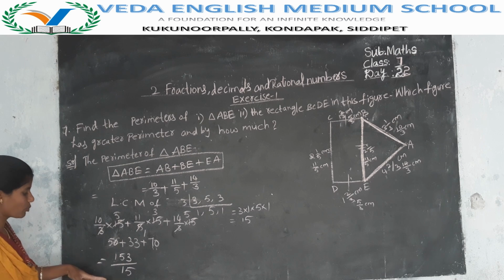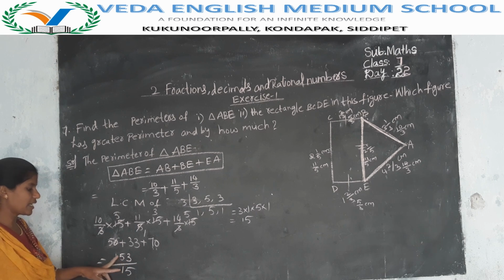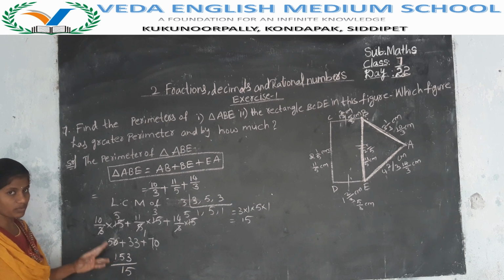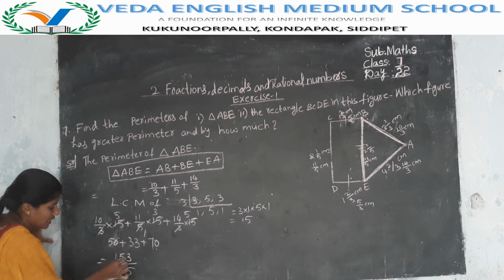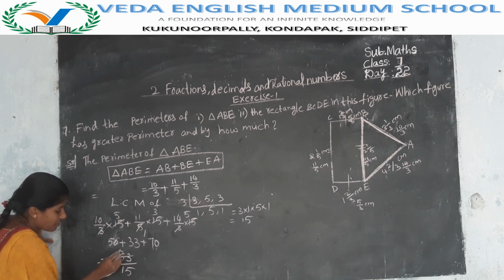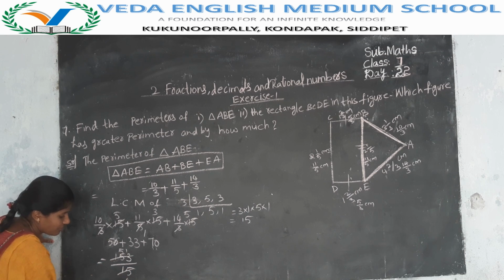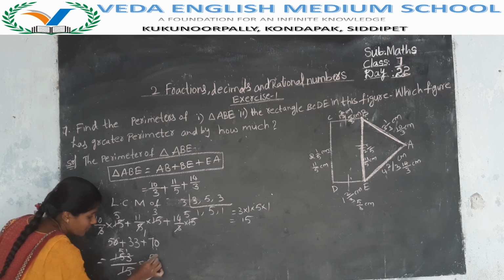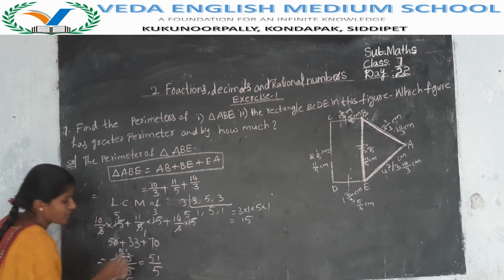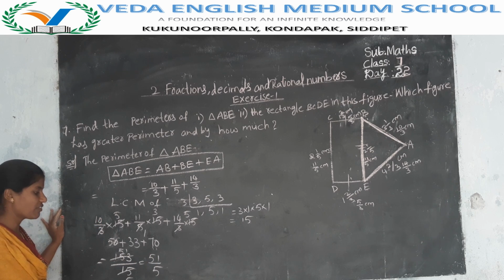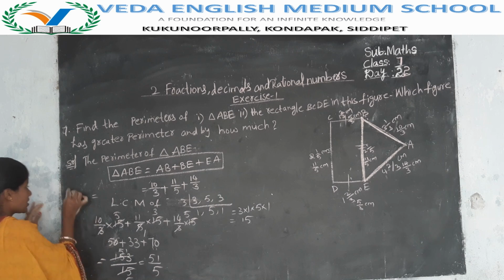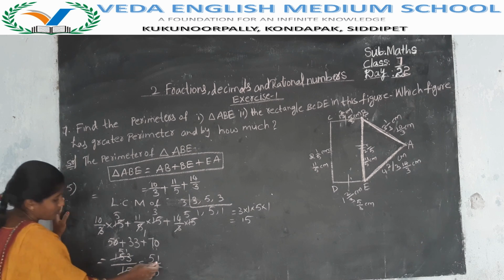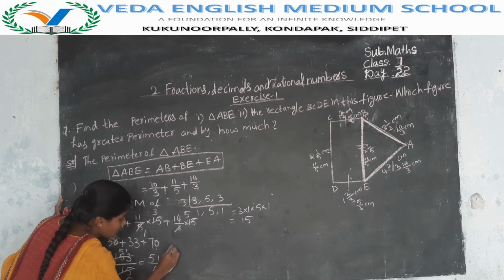Now see here, is there any more possibility to cut? 5 plus 3, 8, 8 plus 1, 9, it is divisible by 3. 5 plus 1, 6, both are divisible by 3, so take the 3 table. 3 5s are 15, 3 1s are 3, 3 5s are 15, so we got 51 by 5. 51 by 5 is an improper fraction. We can convert this improper fraction to a mixed fraction. How to convert? By division. So do the division here.